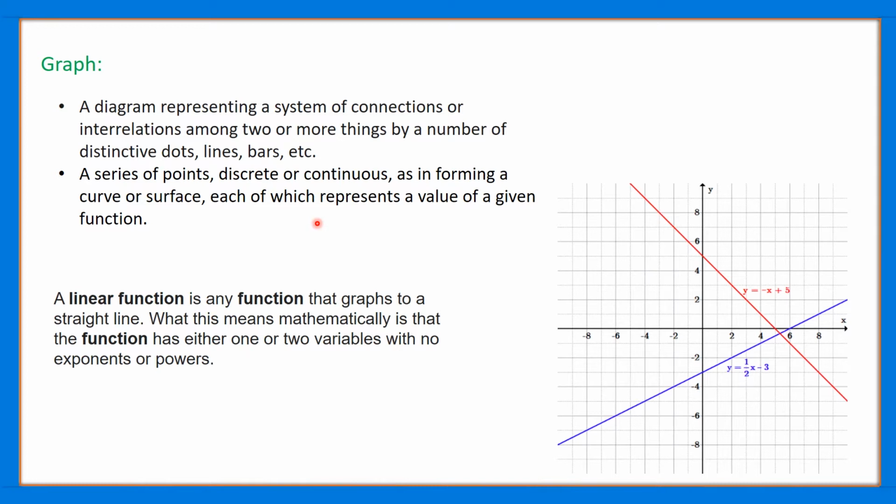Suppose our given function is y = -x + 5. Then the values that we obtain from this equation will give us a series of points, and by joining those points we'll get the graph of the function y = -x + 5.